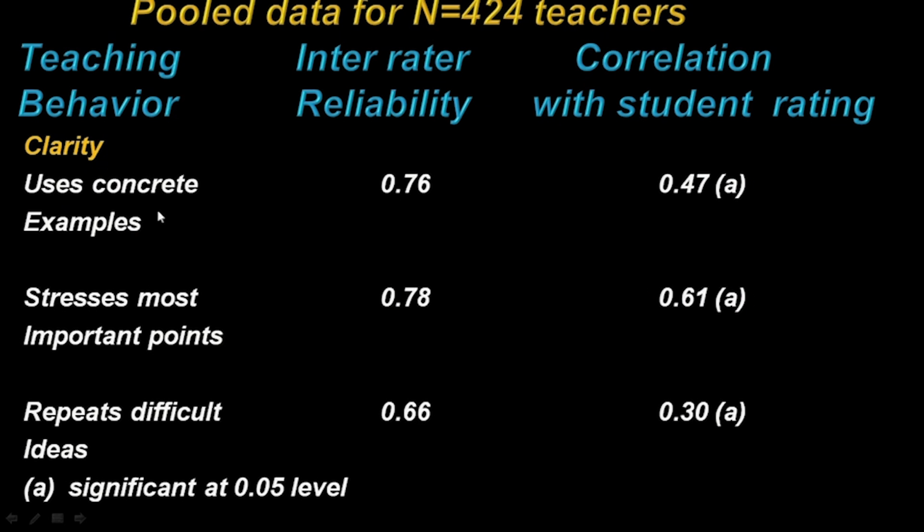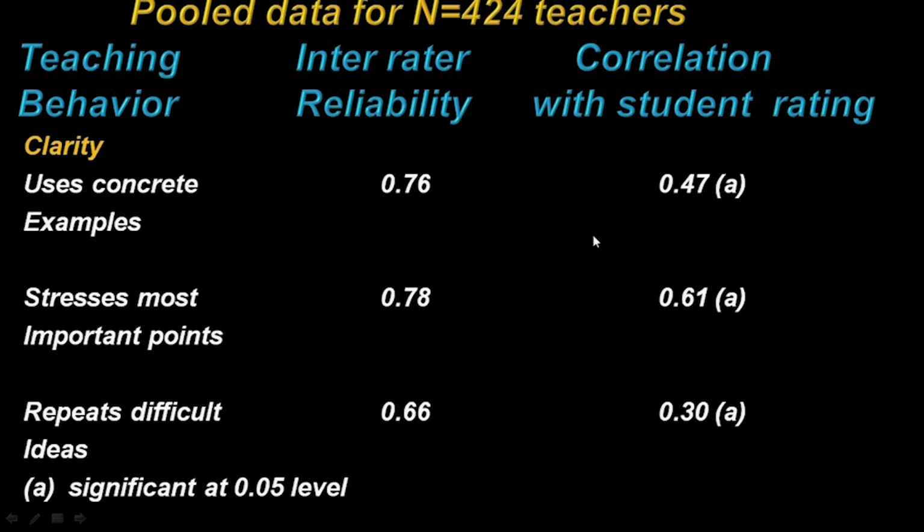Clarity: if you use concrete examples, then that not only improves clarity and improves your good teaching, it does so with a student rating correlation of 0.47. If you trace most important points, this would improve clarity even more. It will be 0.61. If you repeat difficult ideas, it improves clarity, but not as much as this. So tracing the most important points is the highest, then using concrete examples, and then repeating difficult ideas at 0.30. So what exact actions improve clarity, and by how much, is clearly found out.